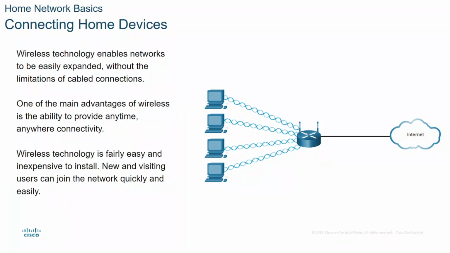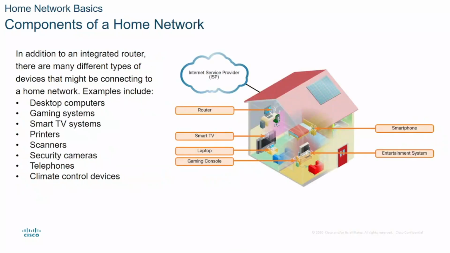Alright, so wireless technology enables a network to be easily expanded without the limitations of cable connection. One of the main advantages of wireless is the ability to provide anytime, anywhere connectivity. You would not have to deal with the ambiguity of having several wires everywhere connected to a particular device, or having limited ports on a device. Instead, you have to deal with bandwidth. Wireless technology is fairly easy and inexpensive to install, so new and visiting users can join the network quickly and easily.